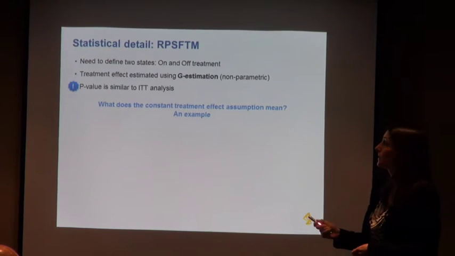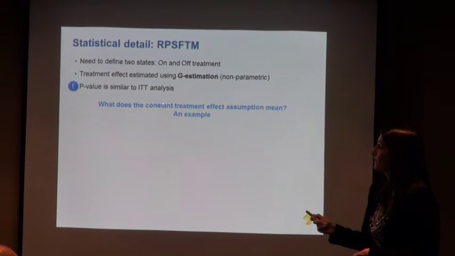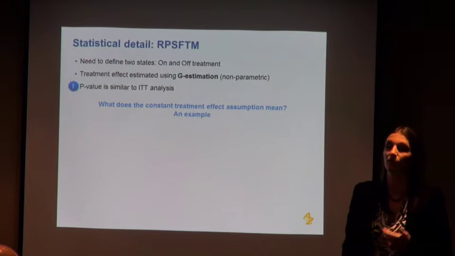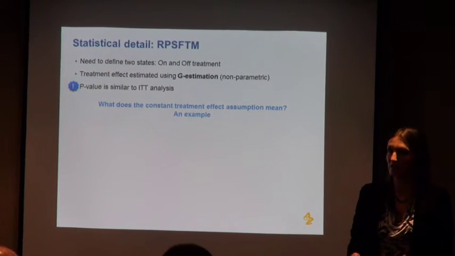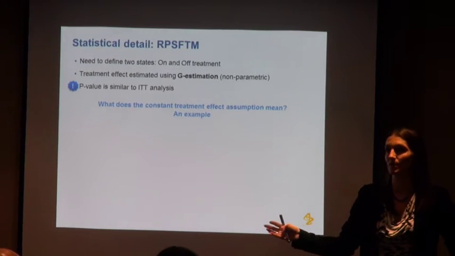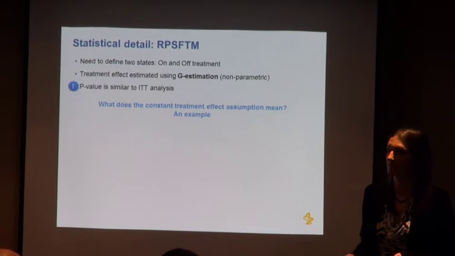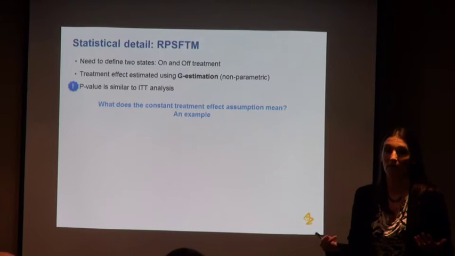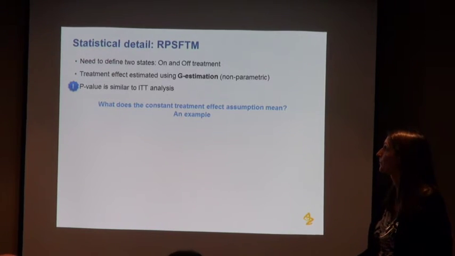And what a lot of people don't realise is that by doing this, you end up with a p-value that's similar to the ITT analysis. You don't actually gain any power from this. You may end up with a better hazard ratio, but your confidence interval widens because of the uncertainty in the estimate of psi. And actually, you don't end up really with a different p-value.